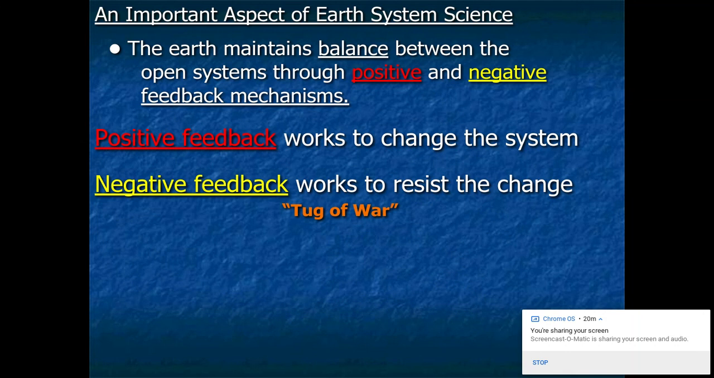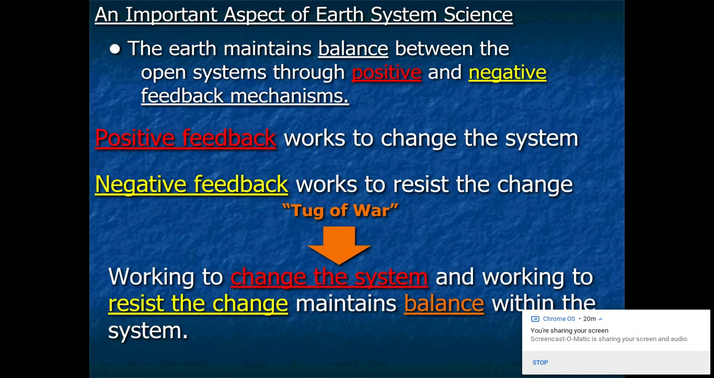And so the Earth is continually trying to maintain a balance between the open systems that are interacting with one another. And again, we may not like that balance. The arrow might go to a place that humans aren't comfortable with, but the Earth is continually trying to maintain that balance. So if you look at the bottom of the screen, basically what we're saying with regard to positive and negative feedback is that working to change the system, that's the positive feedback, and working to resist that change, that would be the negative feedback, creates or maintains a balance within that system.